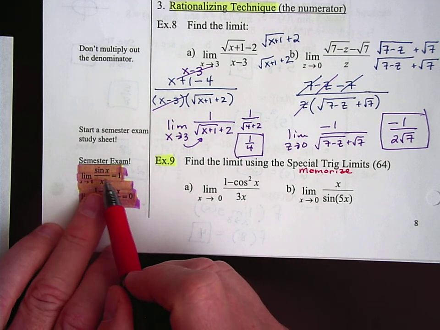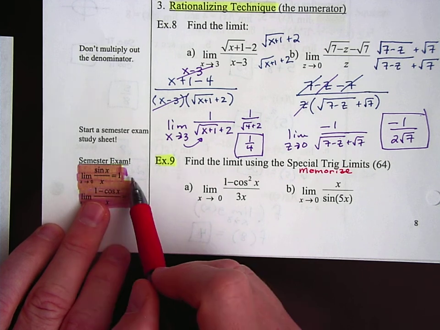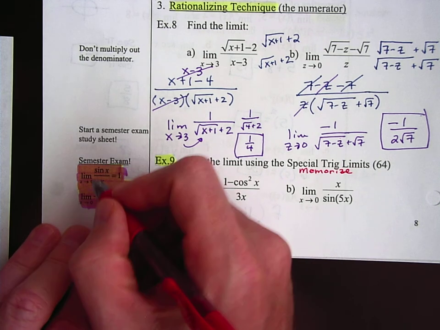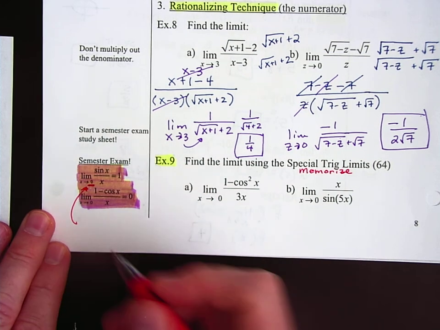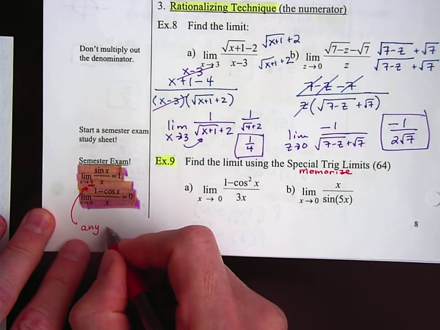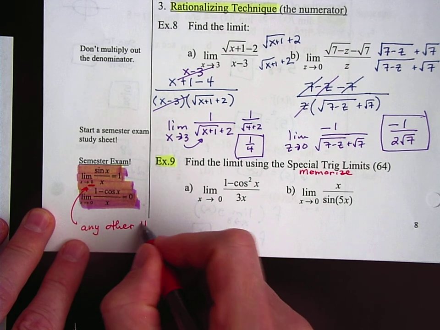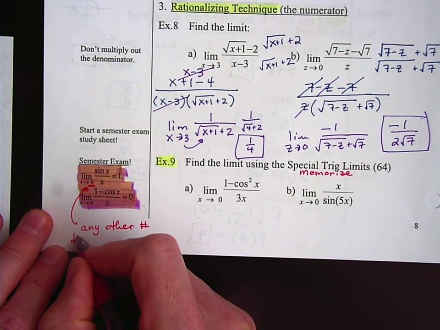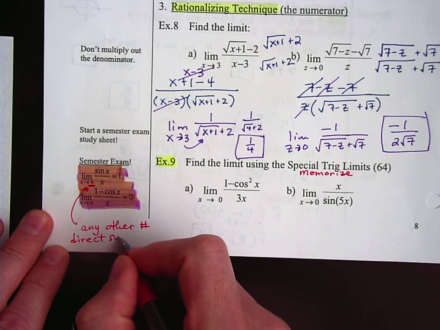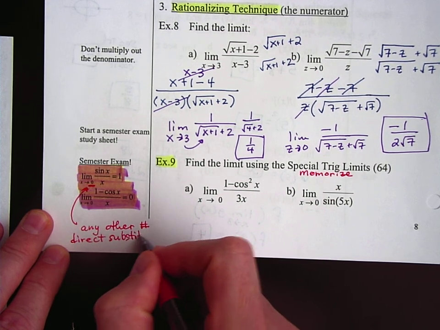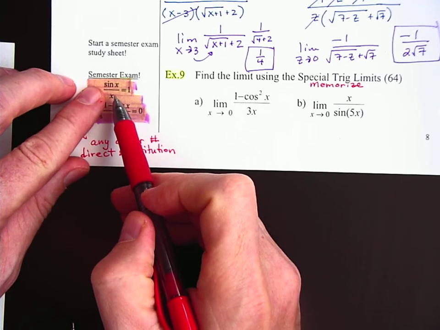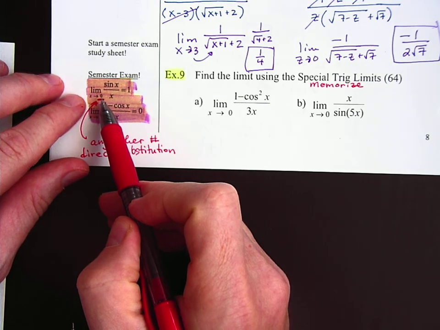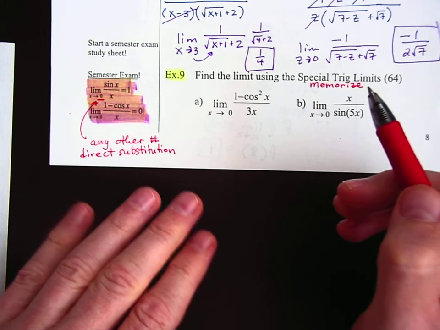So here, the limit of sine x over x equals 1 as x approaches 0. Okay, that's important. Any other number there, you're going to use direct substitution. So you can't just memorize, hey, there's the sine x over x, that equals 1. You have to also have it approaching 0, so be careful about that.